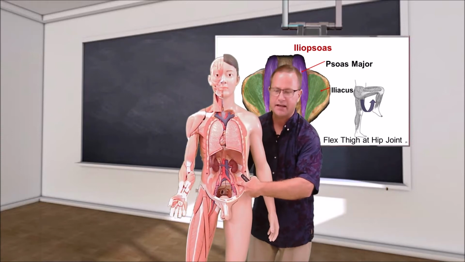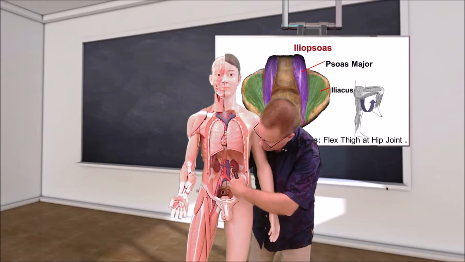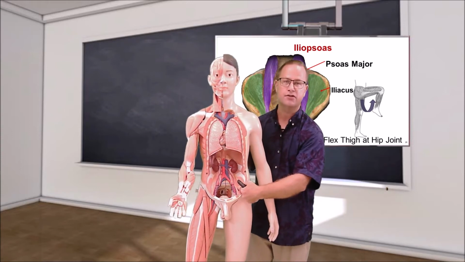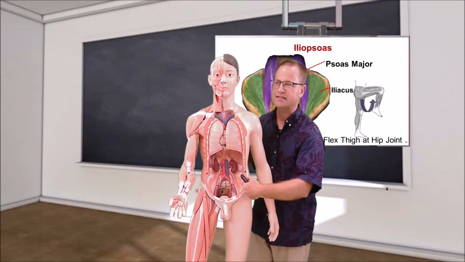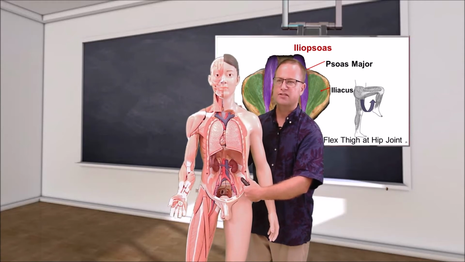So this is the iliacus, and then to the side of that is this muscle right here, which is our psoas major. So the psoas major and the iliacus together make up the iliopsoas, and this muscle is the primary muscle responsible for flexing the hip or flexing the thigh.